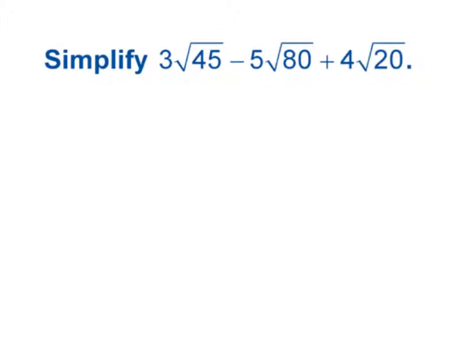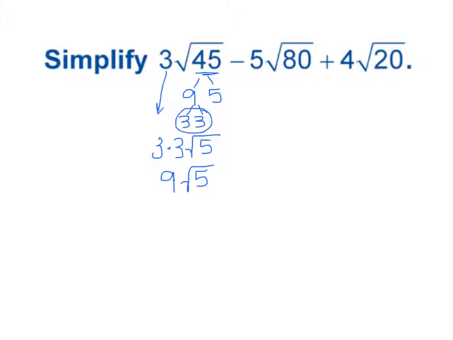Okay, one more example. We're going to practice these some more in class, but obviously, these are going to have to be simplified. So let's take one at a time and simplify them. We're going to take this first. I'm going to do 9 times 5. That's going to be 3 times 3, so that comes out. The 3 stays. So I have 3 times 3 times the square root of 5, or 9 square root of 5.